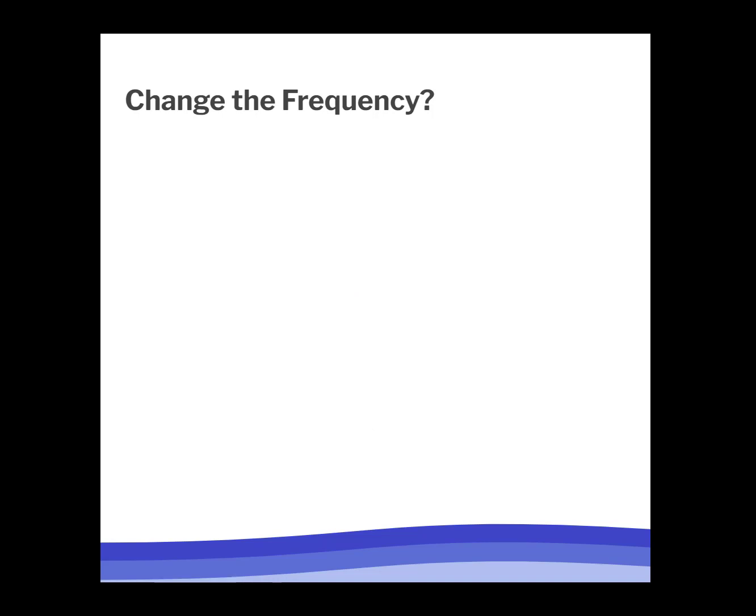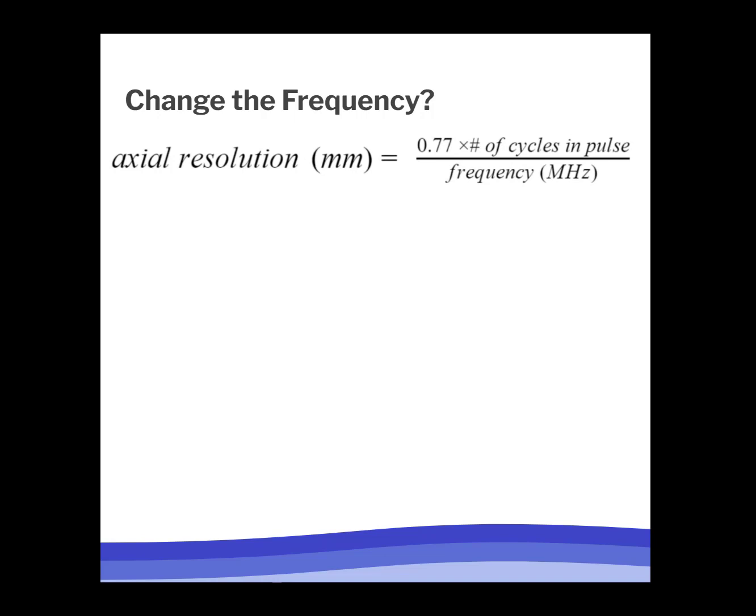So now you may be thinking, well, there's not a knob to change the axial resolution, but what if I grab a different frequency transducer? Well, then you're definitely on the right track of how to improve your axial resolution. Let's look back at our formula. Frequency is under the division line, so that means that frequency and axial resolution are inversely related. If we increase the frequency, we are going to decrease the axial resolution value, which is what we want. That's going to improve axial resolution.